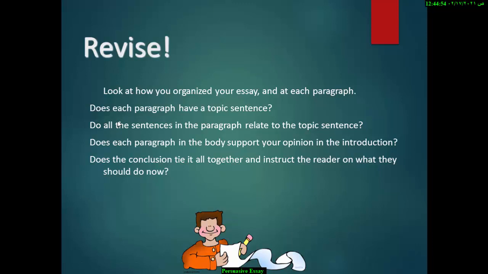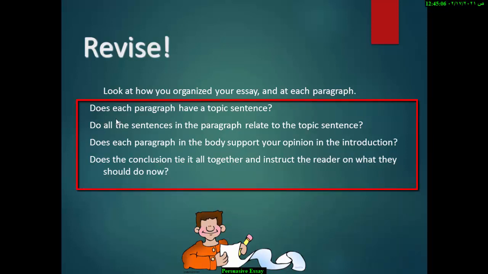Organize your essay and check each paragraph. Does each paragraph have a topic sentence, which always comes at the beginning or at the end of the body paragraph? Do all the sentences in the paragraph relate to the topic sentence? Does each paragraph in the body support your opinion in the introduction? And does the conclusion tie it all together and instruct the reader on what they should do now?